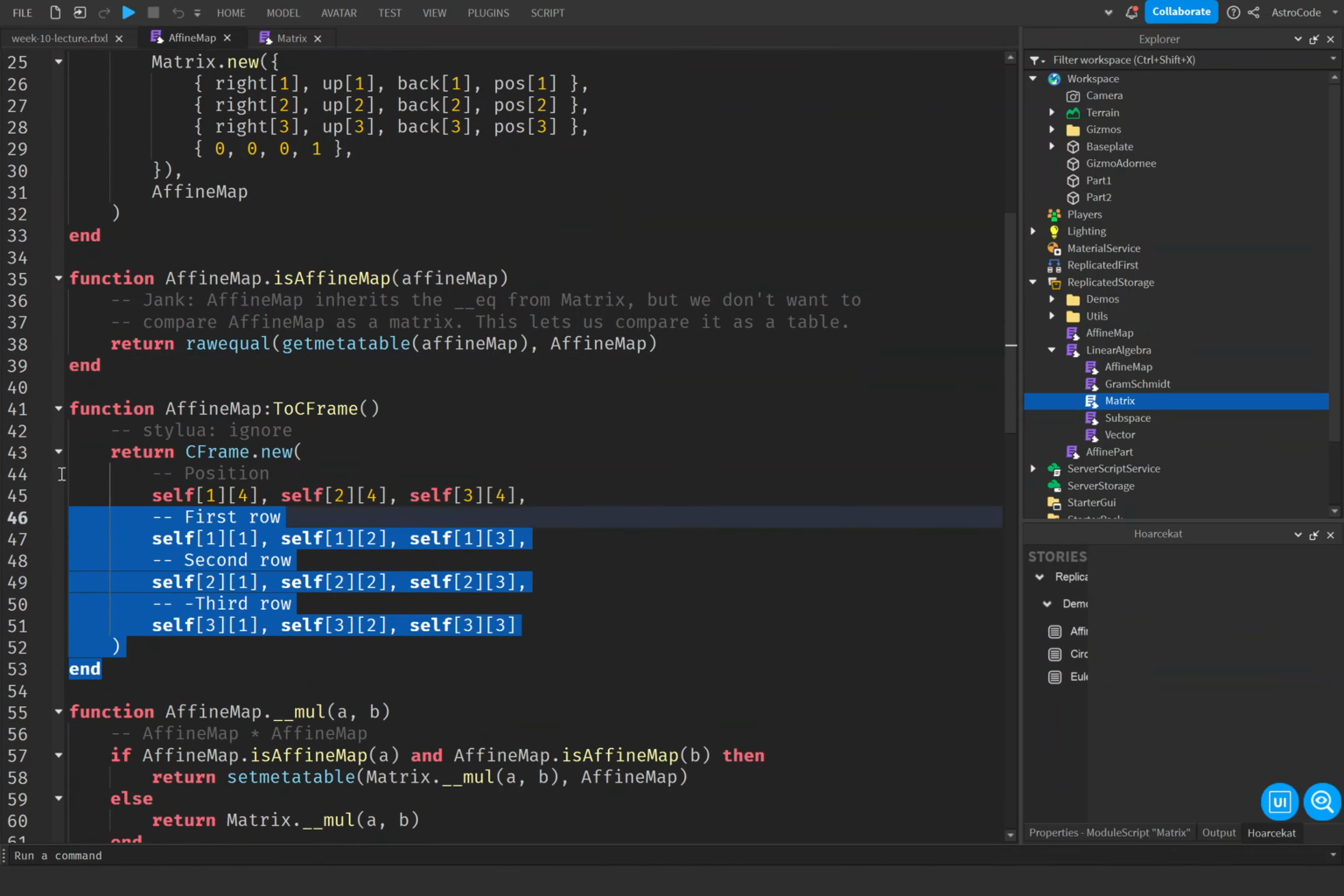Okay. So what was actually the issue last week? We were sending our parts into the void. That was because we were doing our 2C frame wrong. I think I had these 9 numbers transposed or something. But the 2C frame works correctly now.